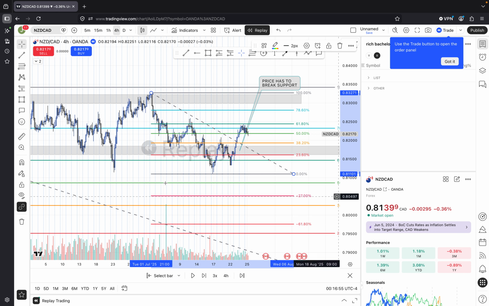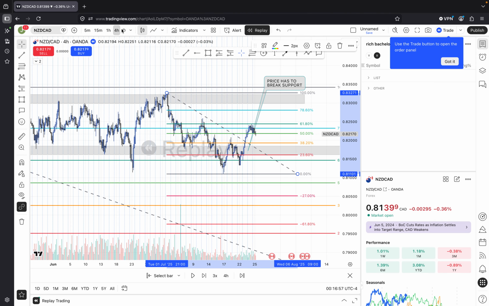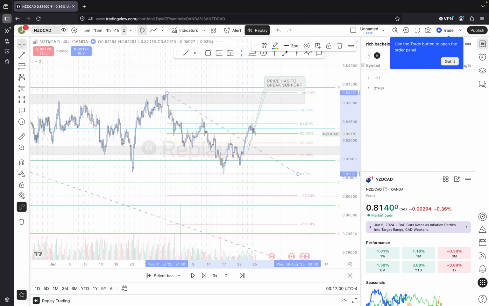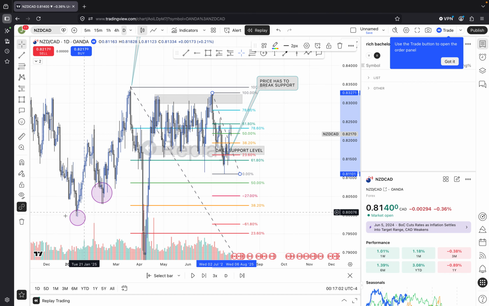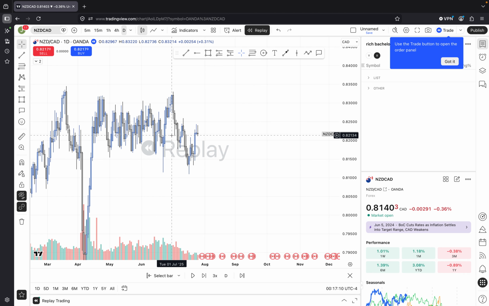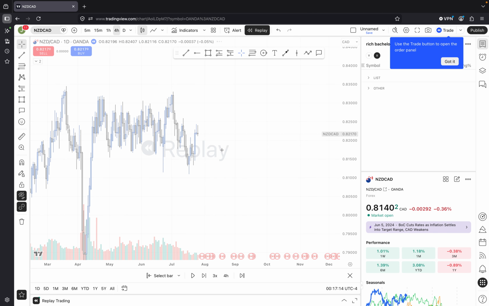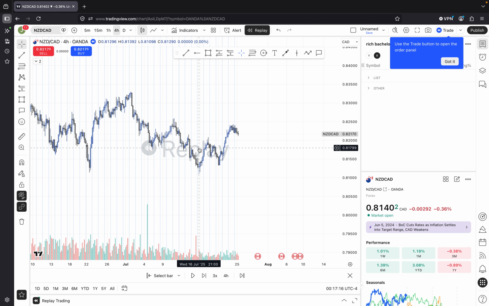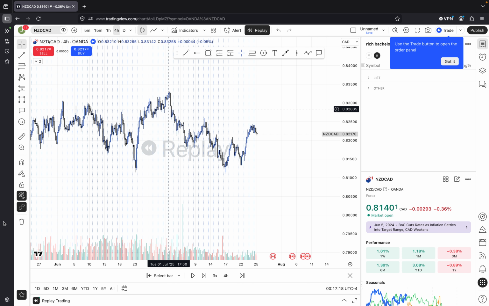Now, how do we get here? Again, now I see a trend forming. Why? Because I got confirmation from the daily time frame that we're starting to move. We've already broke support. This is a lower high. It still looks very choppy, but again, we're starting to see movement within this pair. All right, cool. Let's go back to the lower time frame. Now we got it.